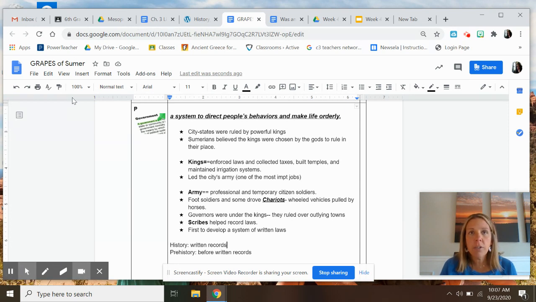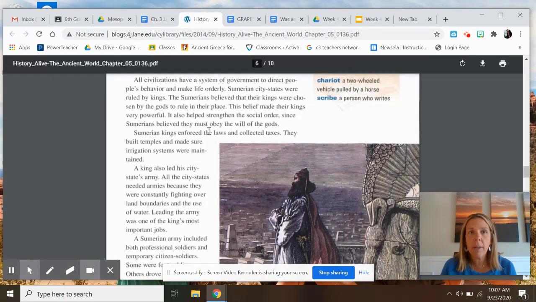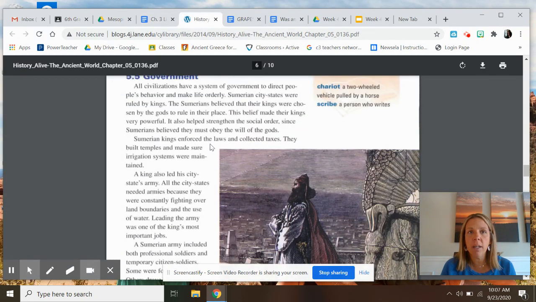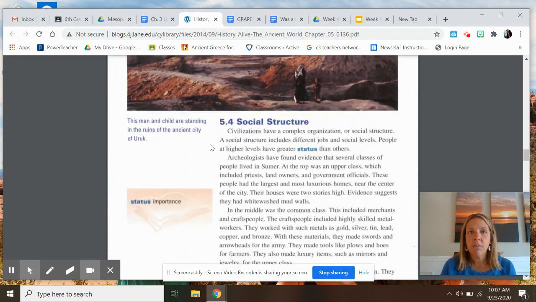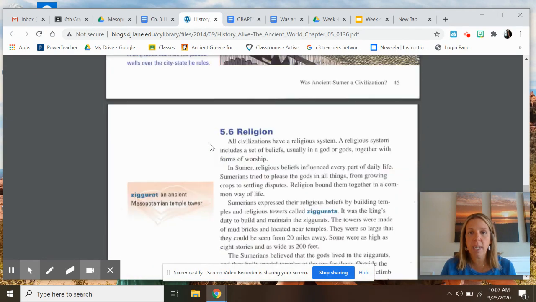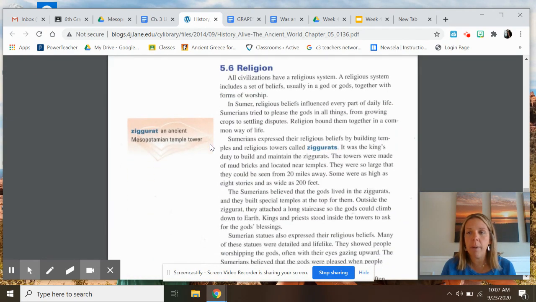From here, what you should be doing is going into the text and finishing the last 3 sections, starting with religion 5.6, reading and taking notes on your graphic organizer, filling it out so that you are able to review it at the next class period.